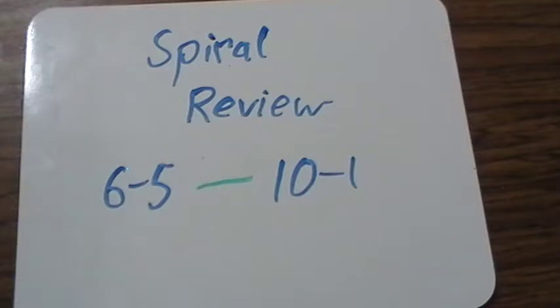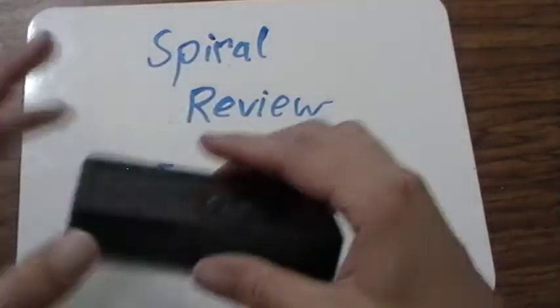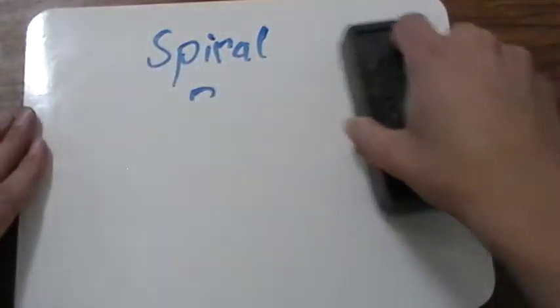We're going to be talking about Spiral Review 6.5 all the way to 10.1 today. As you notice, it's not really in numerical order anymore. And the feedback I'm getting still is you like this one big, long math video, so that's what we're going to do today. Get a comfortable seat, grab your pencil and notebook, and let's begin.